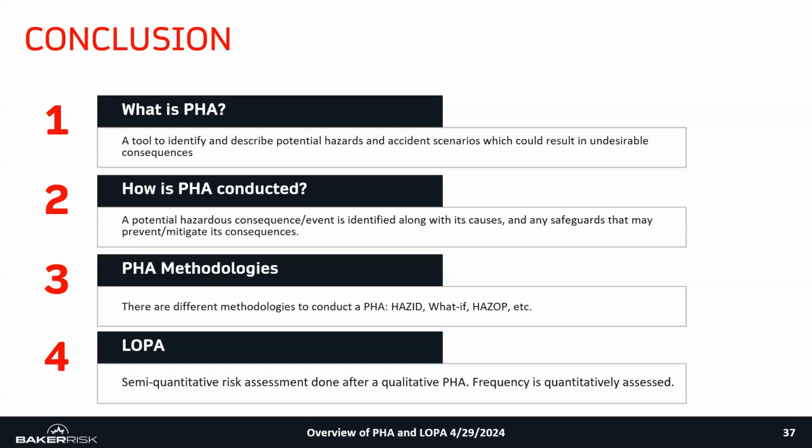And then lastly, LOPA. LOPA is a semi-quantitative risk assessment that's done after PHA. PHA identifies the scenarios and causes, and LOPA takes those and quantifies them to assess if your risk is tolerable or if further risk reduction is needed.